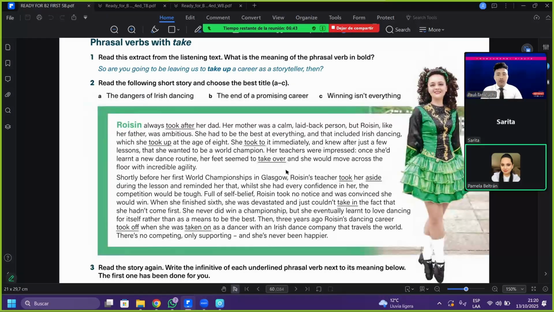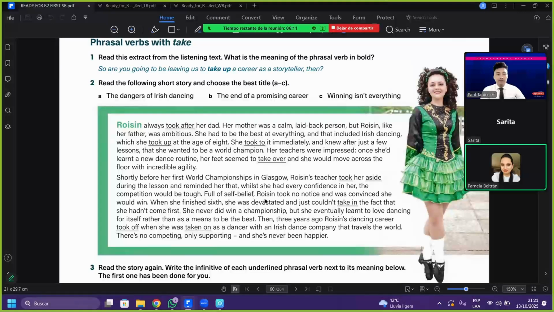Shortly before her first World Championships in Glasgow, Roisin's teacher took her aside during the lesson and reminded her that, whilst the competition would be tough, she had every confidence in her, and that she should be full of self-belief.